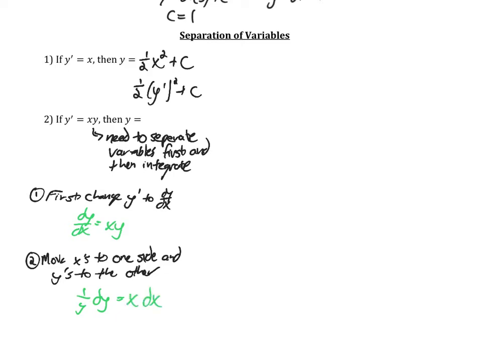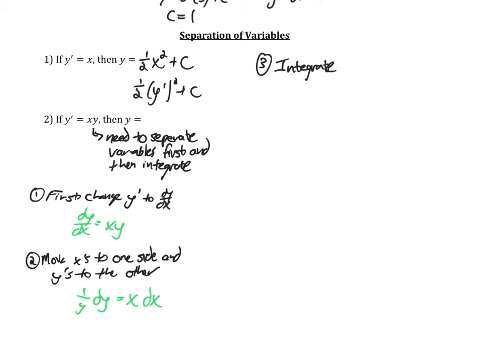Okay, so again, by replacing y prime with dy over dx, I can separate the dy and the dx from each other. So I have 1 over y dy equaling x dx. Again, those are steps you're going to take every time: change y prime to dy over dx, move x's to one side and y's to the other. Step 3 is integrate.